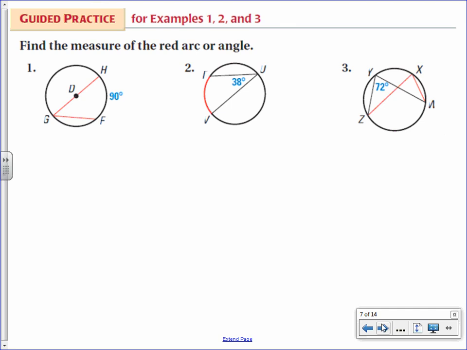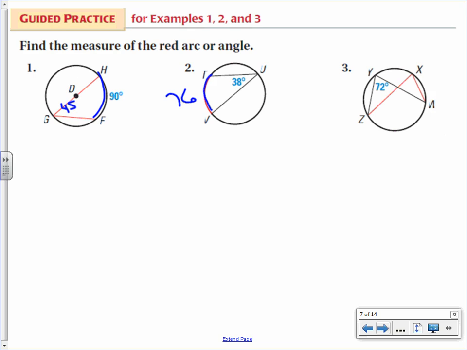All right. So what they have here is an arc of 90, which means the inscribed angle is half of that, or it would be 45. Looks like you're looking for the arc. If this is 38, double 38, about 76.